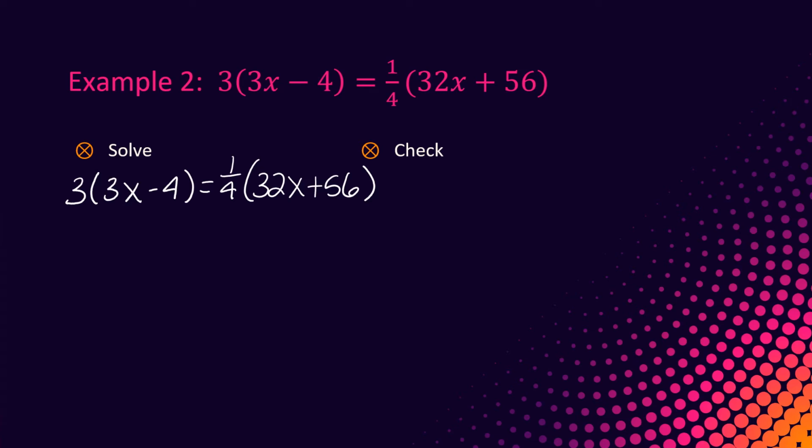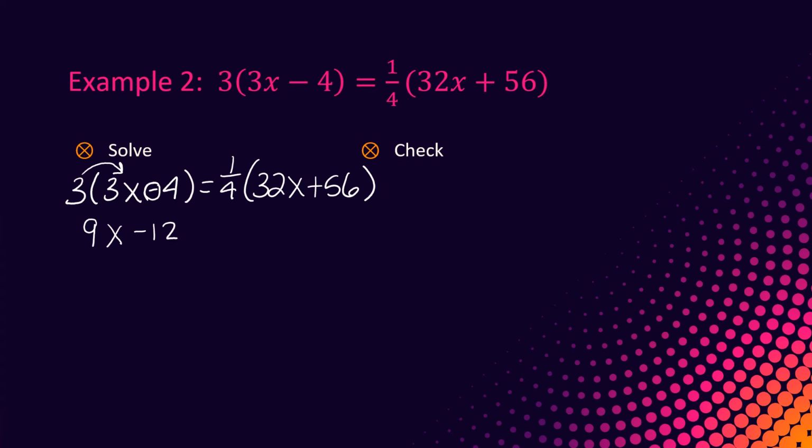So let's work with the left-hand side. First, we're going to do 3 times 3x. You're just multiplying the 3 with the coefficient of x, which is just 9, and the x is going to stay with it. And then you have 3 times a minus 4. So this is a negative here. That's showing that the 4 is negative. So that's going to be negative 12.